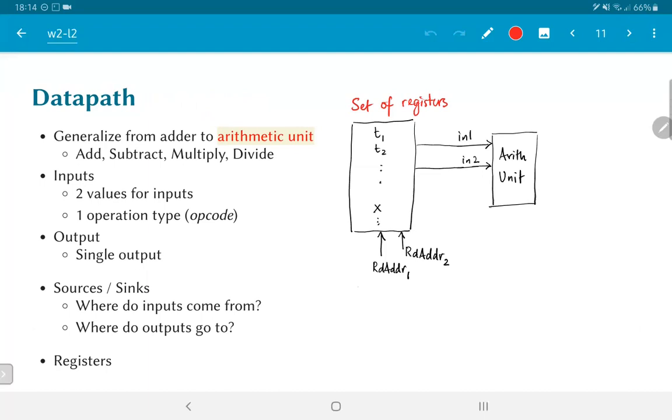Now, I can't just make sure that I always have the T1, T2, etc. stored always in sequence. And the next question that will come is, what happens if read address 1 is equal to read address 2? For example, when I want to use x into x, I need to get the same value out twice. So clearly, read address 1 cannot just be fed from a counter.